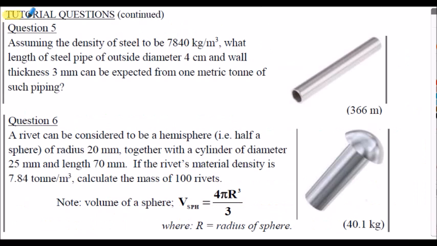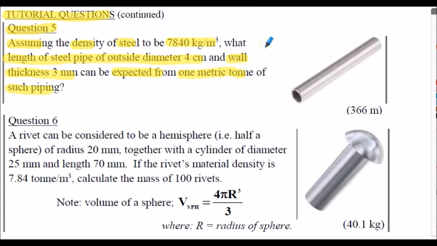Some more tutorial questions. Question 5. Assuming the density of steel is 7,840 kilograms per meter cubed, we've got to calculate the length of the steel pipe of outside diameter 4 centimeters and wall thickness 3 millimeters that can be expected from 1 ton of the piping.